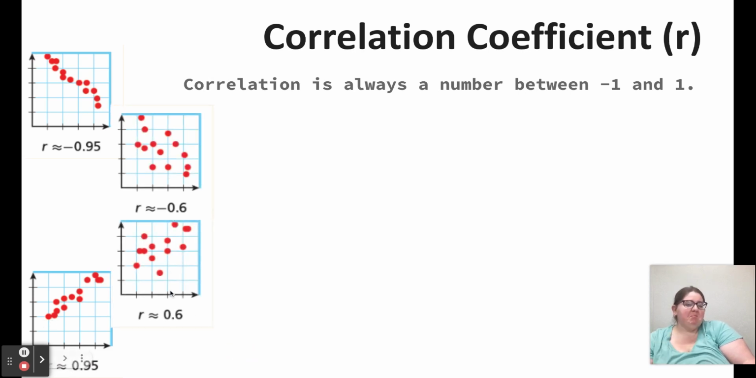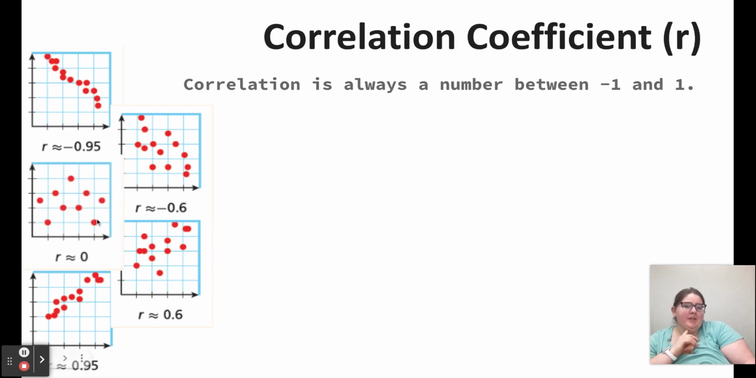Here are some that we call moderate. So R is -0.6 and R is 0.6. Negative just means it's a negative direction, but it's about the same strength. This one we might say has an R value close to 0, because it doesn't seem to be positive or negative. There doesn't seem to be any kind of pattern or trend there.